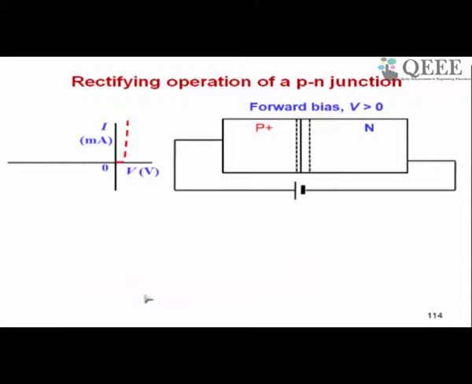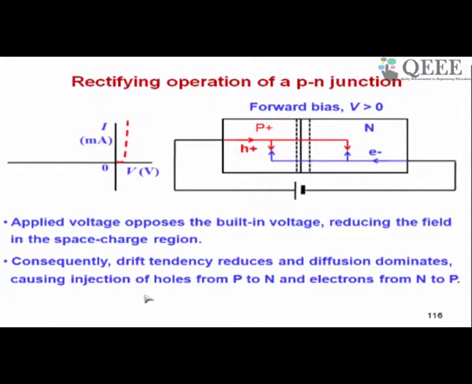Forward bias. In forward bias, what we said is a large current flows because P region injects holes into N region, and these holes inject into N region, diffuse and recombine. This injection happens because in forward bias, diffusion dominates over drift in this space charge region.